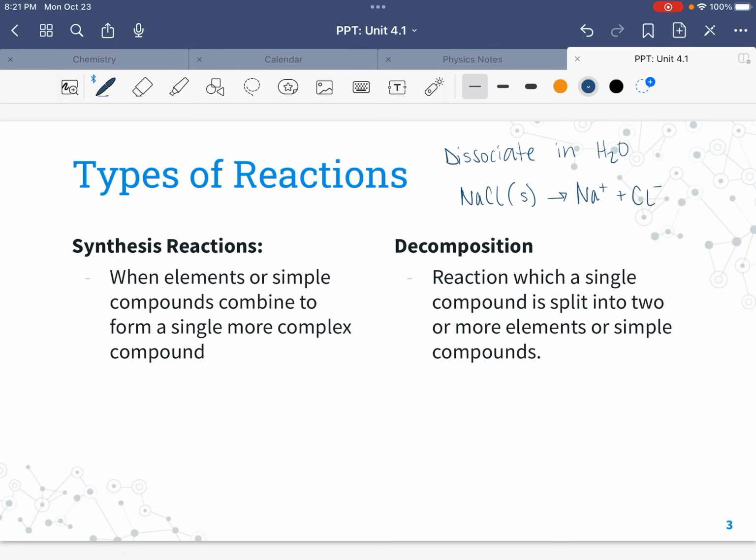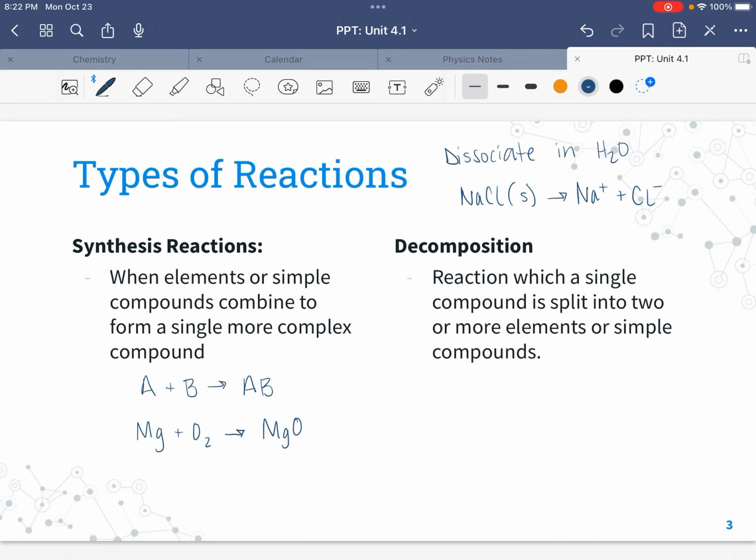Once they're in ion form, they can go through these different types of reactions. The first type of reaction is the synthesis reaction. This is when elements or simple compounds combine to form a single, more complex compound. The basic format for a synthesis reaction is A plus B yields AB. For example, magnesium plus oxygen yields MgO.